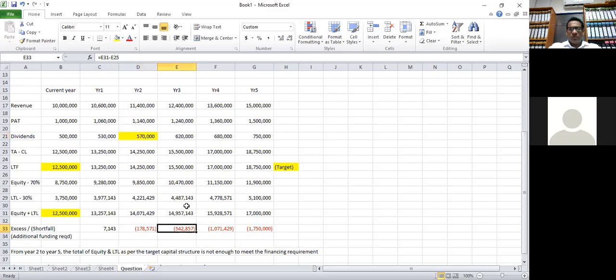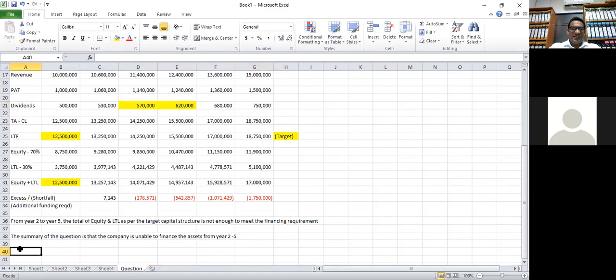Year 2 shortfall 178,000, they can cover from this. Year 3 shortfall 542,000, they can cover from this. Year 4 shortfall is more than this. Year 5 shortfall is even more than this. So in year 2 and year 3, if they don't pay a dividend, they can cover the shortfall.